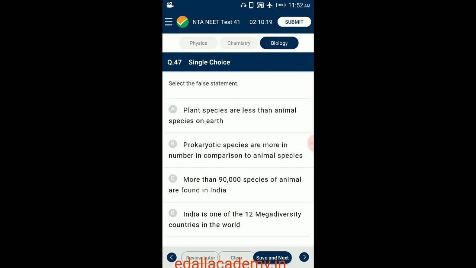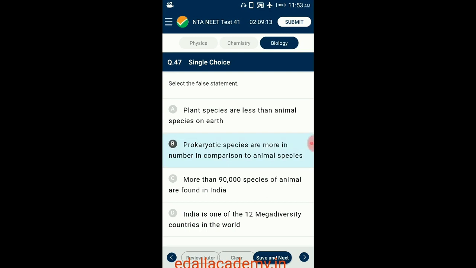Question number 47. Select the false statement. Here four statements are given. Some interesting aspects about Earth's biodiversity are: animal species are nearly 70%, greater than 70%. Plant species including algae, fungi, bryophytes, gymnosperms and angiosperms are greater than 22%. Other species include prokaryotic and protistian species, around nearly 8%. Protistian species are nearly 8%. So the correct option for this question is option B.